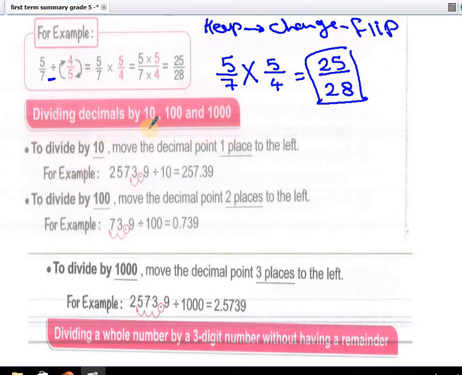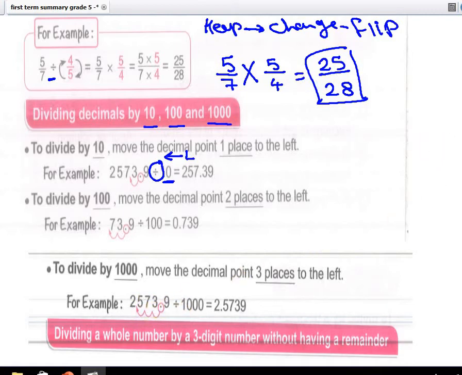Okay, I want to divide by 10, 100, and 1,000. What should I do? When I see this sign, I have to go to the left. I have the number and I go to the left. When it's 10, I go 1 step to the left, and here I'm gonna go 2 steps to the left. To divide by 1,000, I have to go 3 steps to the left.